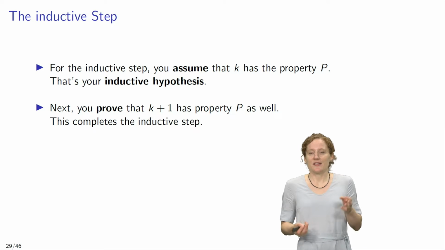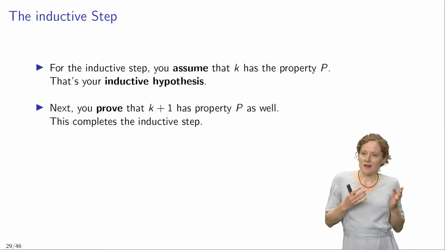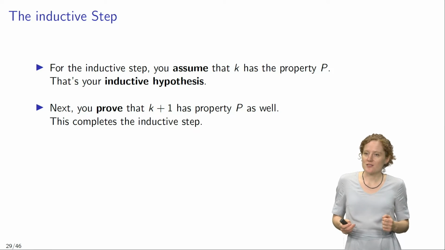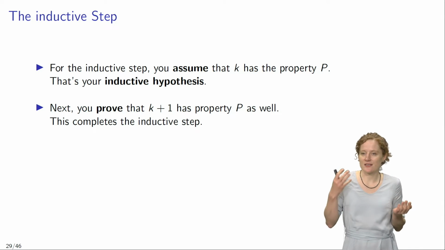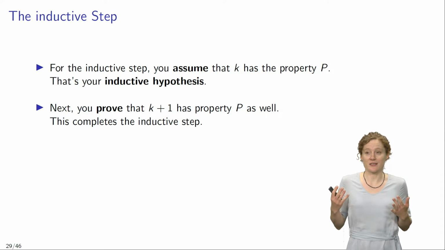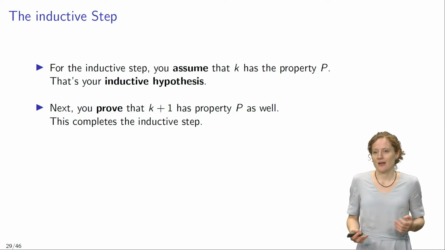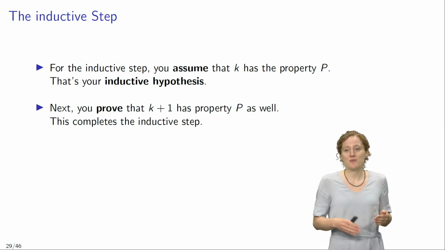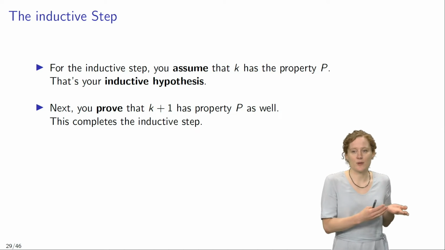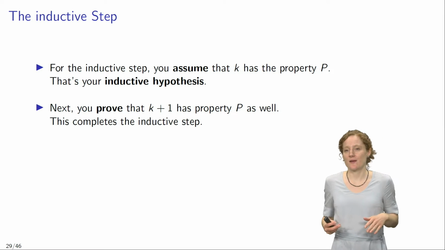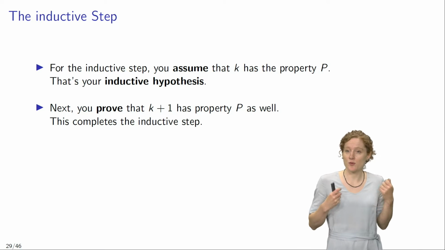So let's talk about the inductive step a little more. The inductive step itself has two components. We first assume that number k has property P, and that's our inductive hypothesis. We have not shown that k has the property P, we just assume that for the sake of our proof. And based on this assumption, we then prove that k plus 1 has property P as well. And that completes the inductive step.